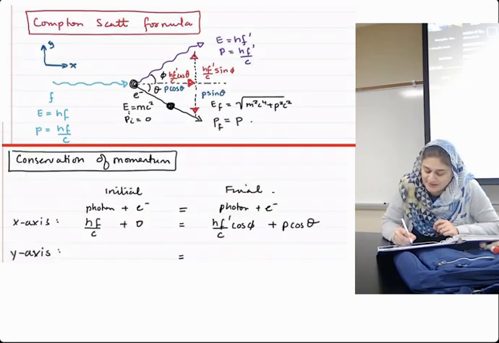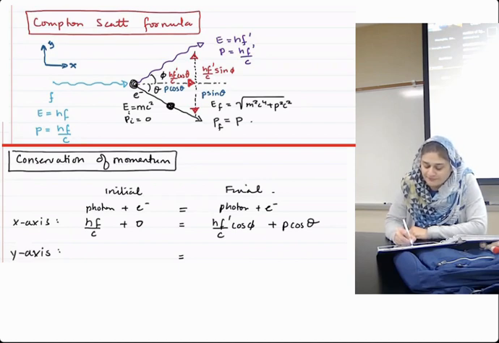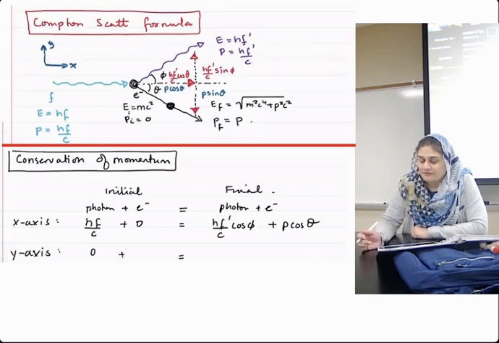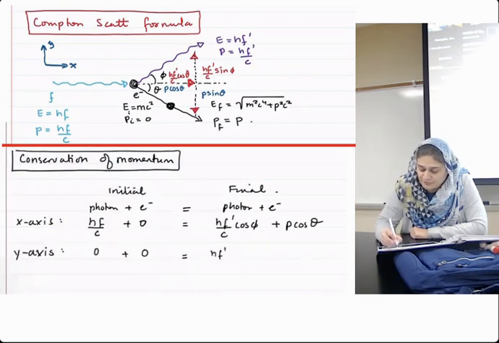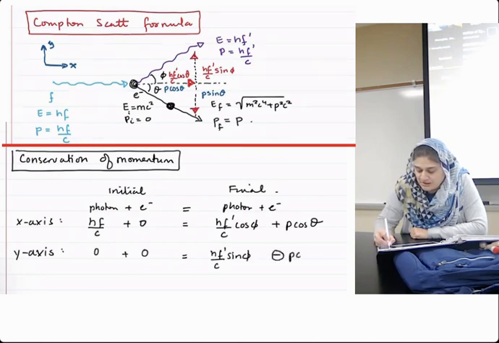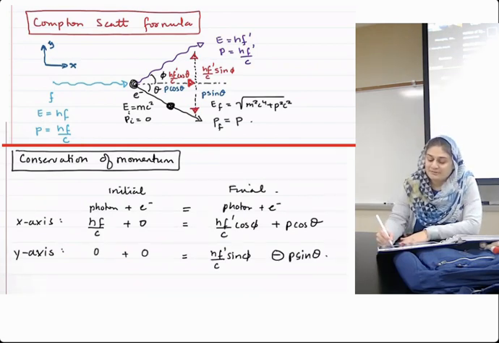Now, along the y-axis, initial photon along the y. Did it have anything in the y initially? Nothing, right? And what about the final? It will be hf prime over c sine phi minus p sine theta. Do we all understand where the pluses and the minuses came from?